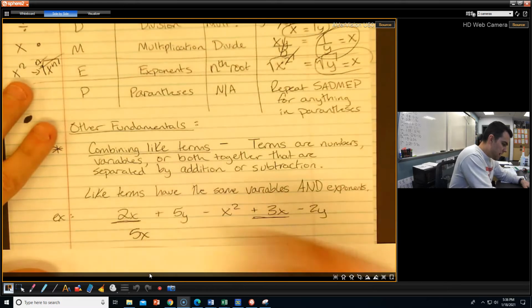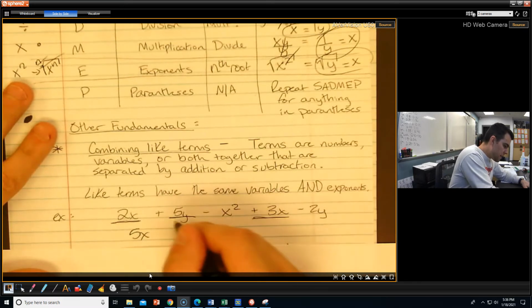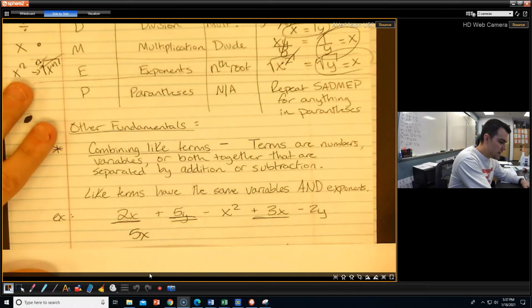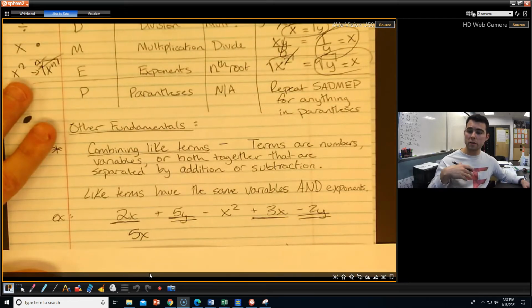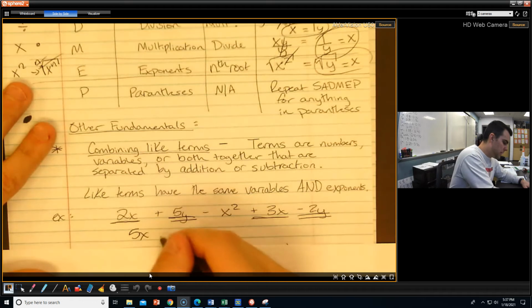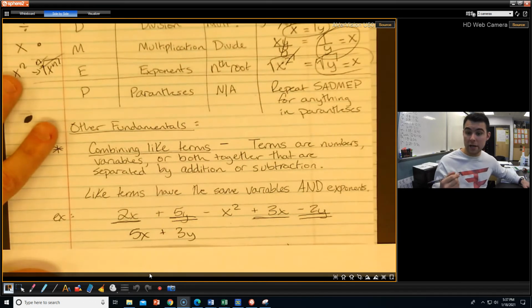And then I look at my 5y, and then minus 2y. I have to keep the sign there. So I know I'm going to do 5 minus 2. I will get 3y, and that would be a plus 3y because we have a positive 3.